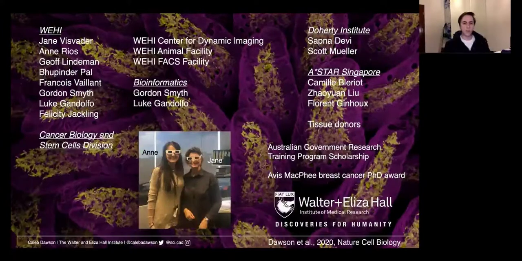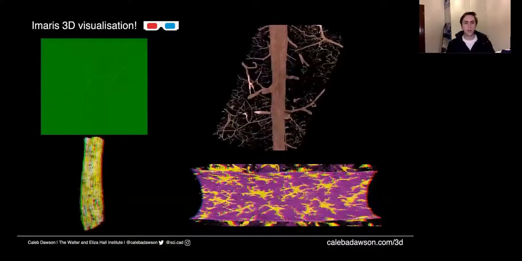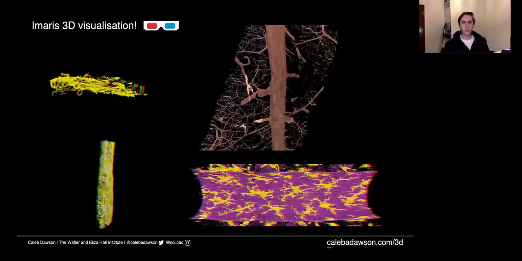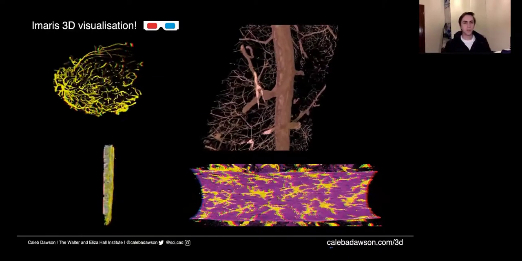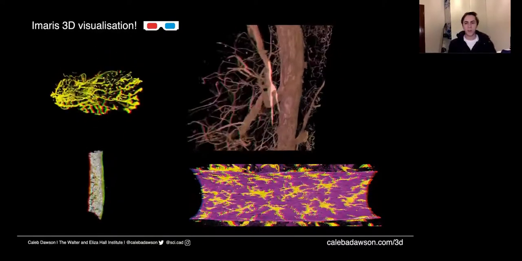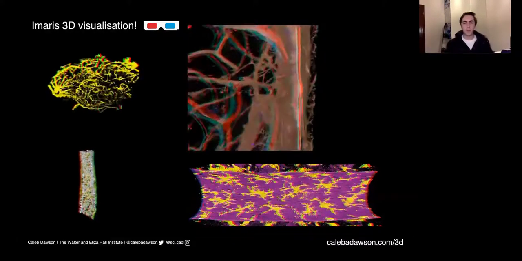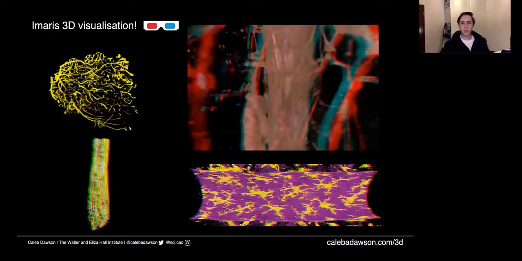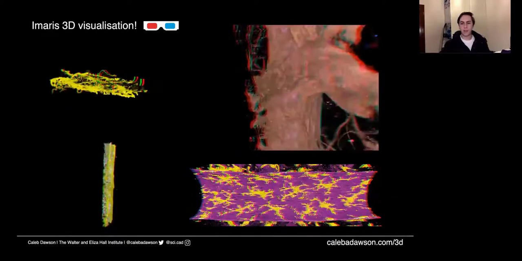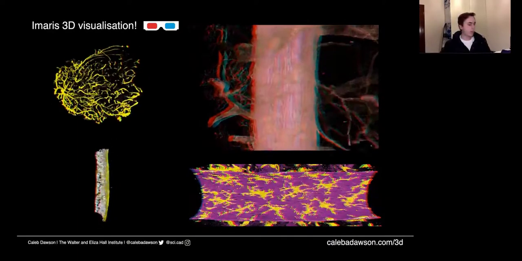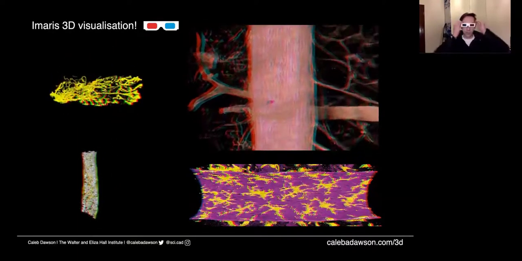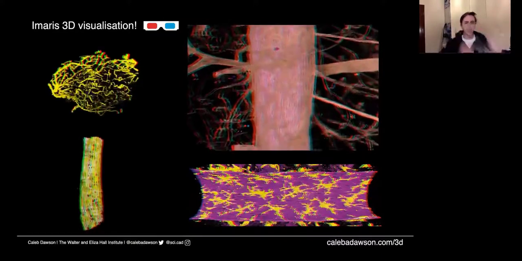And here's Jane and Anne with their 3D glasses, because I do want to quickly show you some cool things you can do with Imaris with the 3D visualization that not a lot of people have seen. And I'd be happy to chat about this with people, and you can check out some of these 3D visualizations here to look at with the cyan-red 3D glasses.